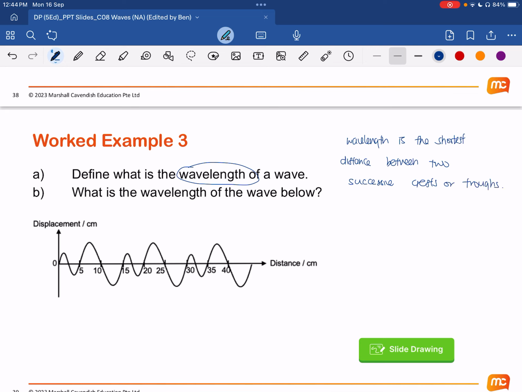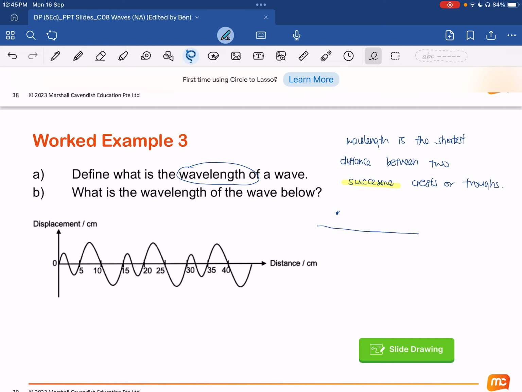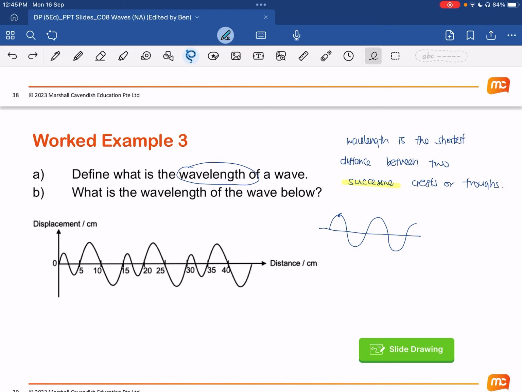Okay, so the word successive is a keyword because only between, let's say, if I have this wave. Okay, let's say I have a wave that goes like this. These are the crests, these are the crests as well. So only between this and this crest, then we say that this is the wavelength.